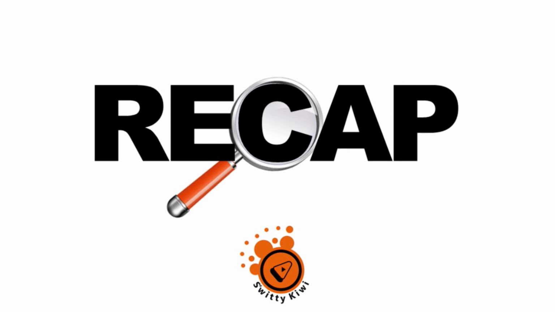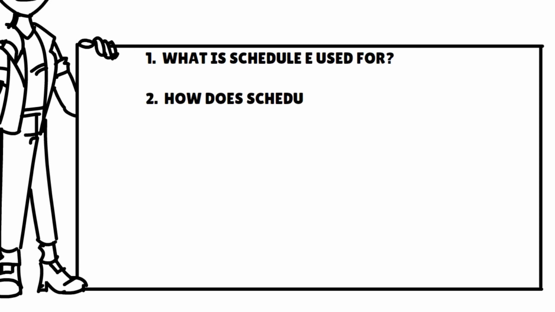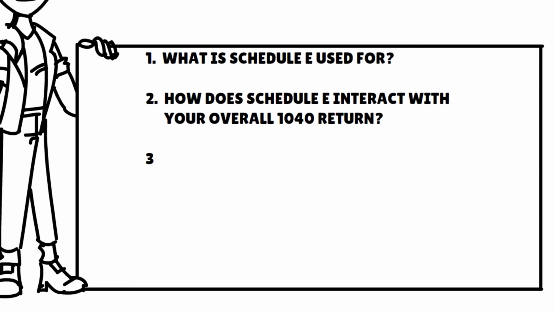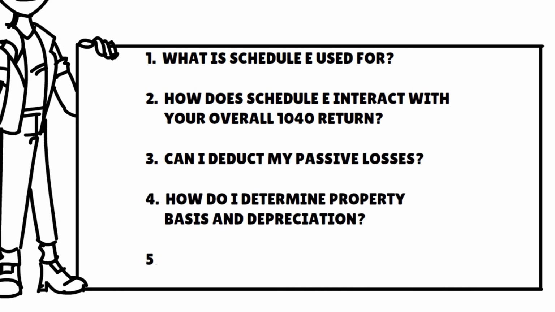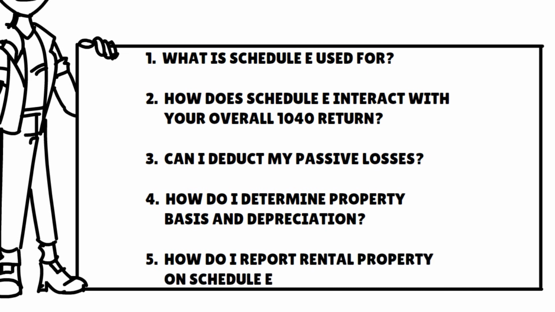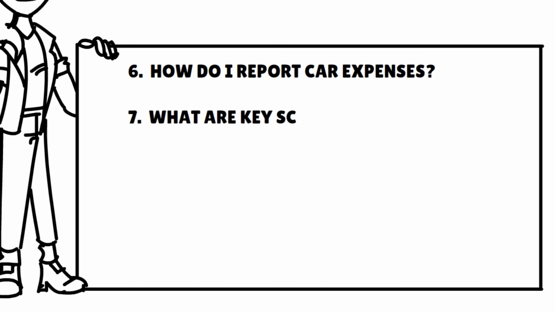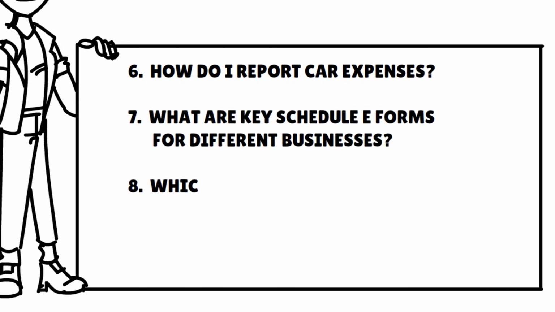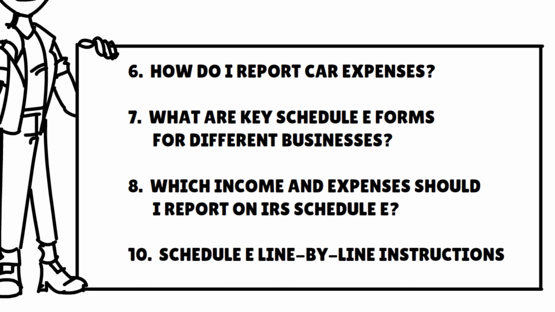All right, folks. Thank you so much for your attention today. I really appreciate it. I'm going to quickly recap what we spoke about today. I spoke to you about what Schedule E is used for, how Schedule E interacts with your overall 1040, whether you can deduct your passive losses, how to determine property basis and depreciation basis, how to report rental property on Schedule E, how to report car expenses, what the key Schedule E forms are for different businesses, and which income and expenses you should report on Schedule E. And I gave you the line by line instructions.